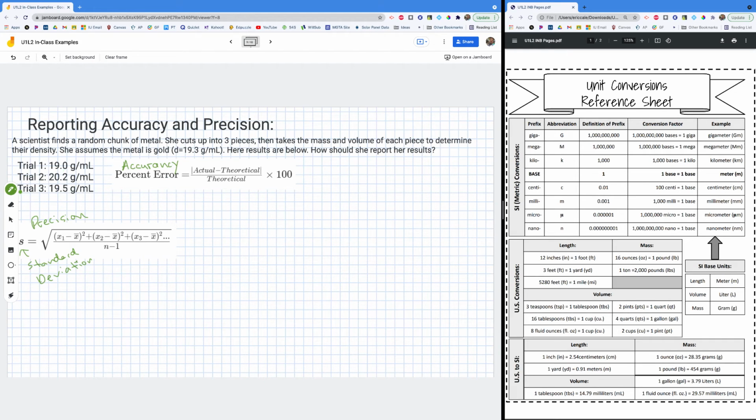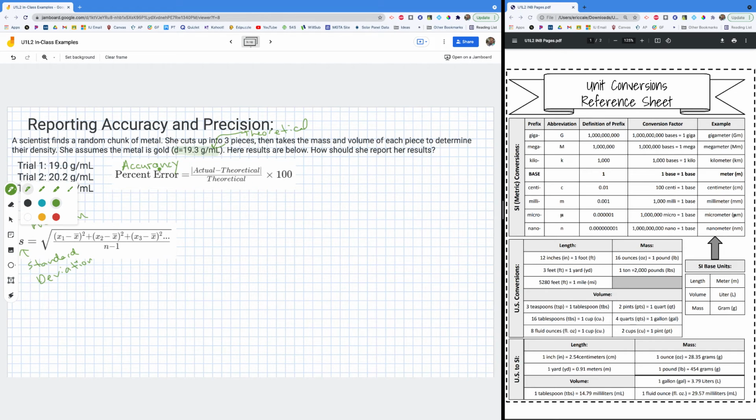So, let's see. I have a scientist who found a random chunk of metal in her lab somewhere. She wanted to know what it was. So she thought, kind of looks like gold. So I'm going to say that it's probably gold, and that is my right answer. That's the theoretical answer. And so this right here, I'm going to label it for you, is the theoretical value. That's what she should get when she does this test.